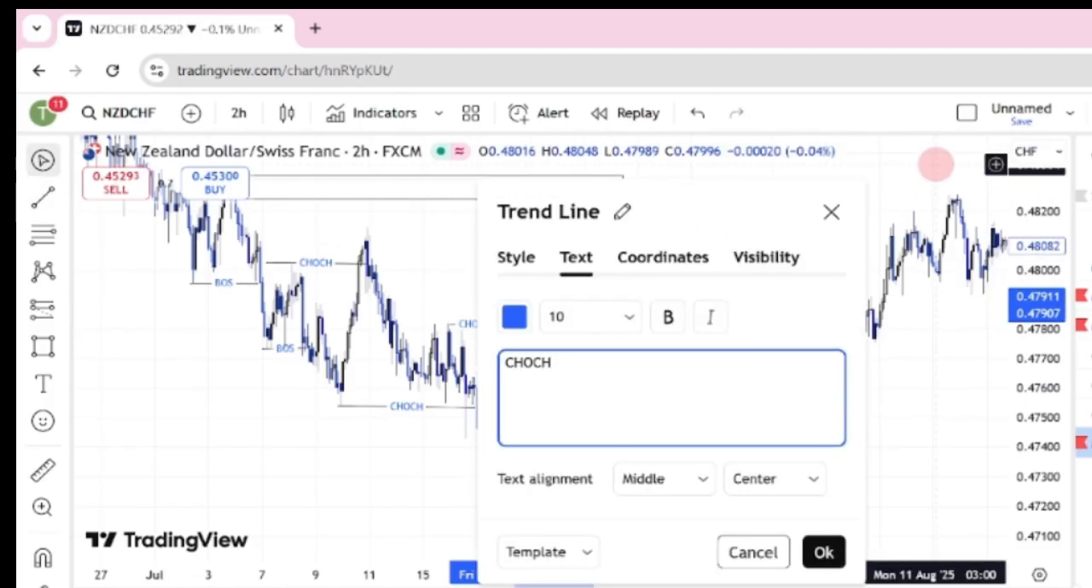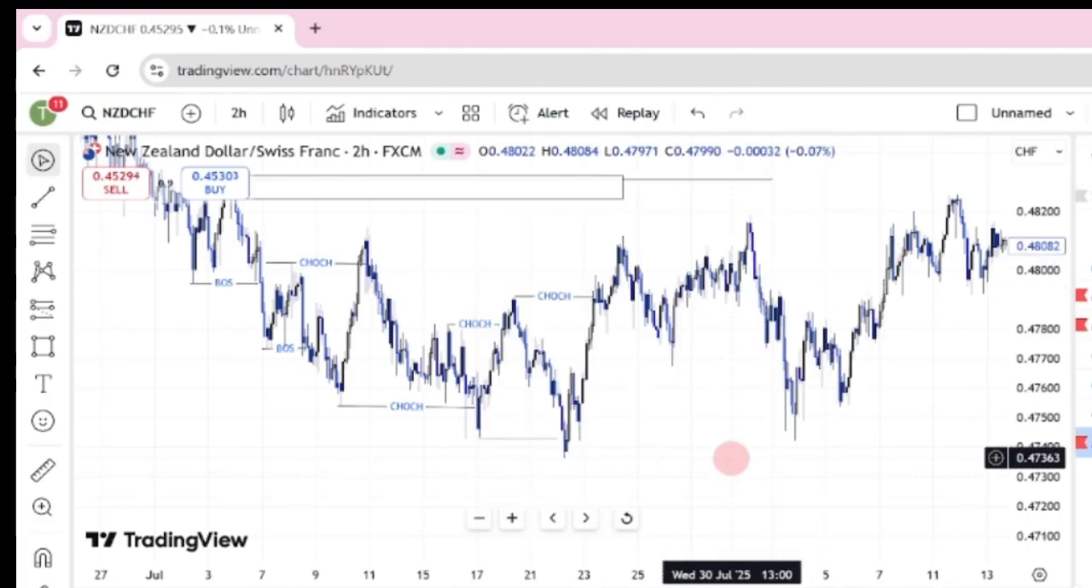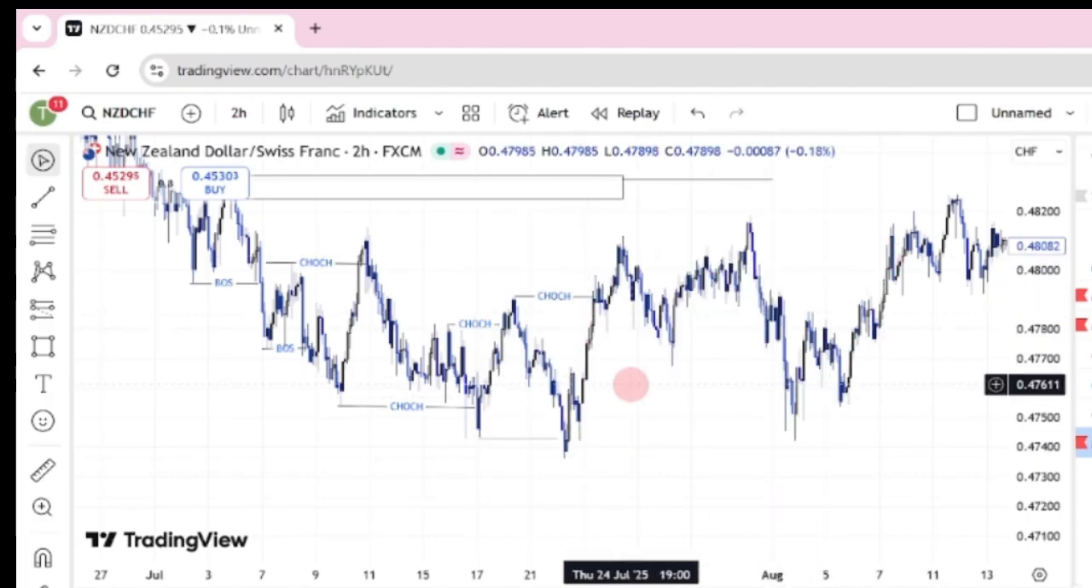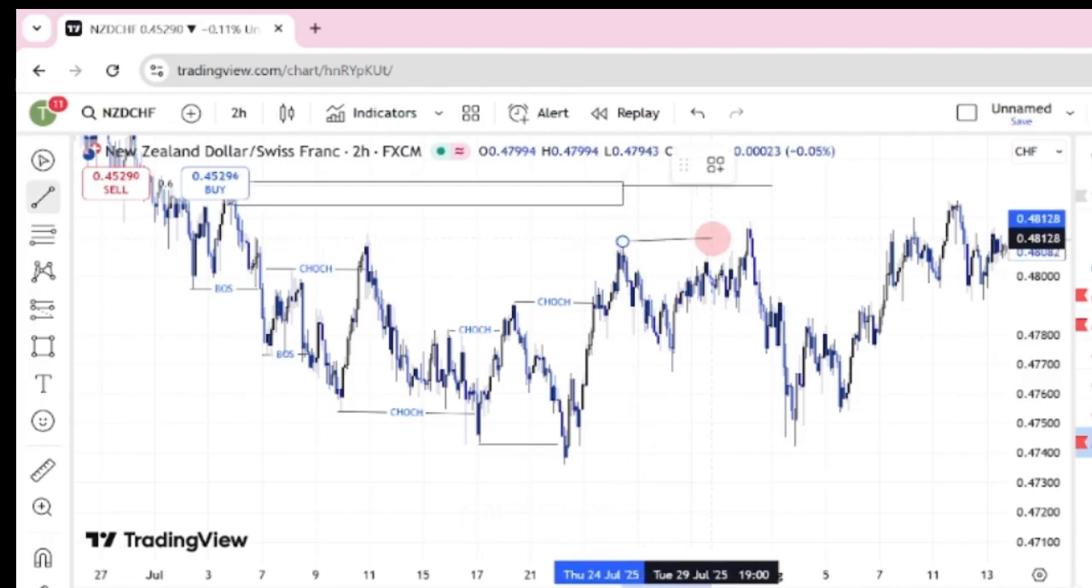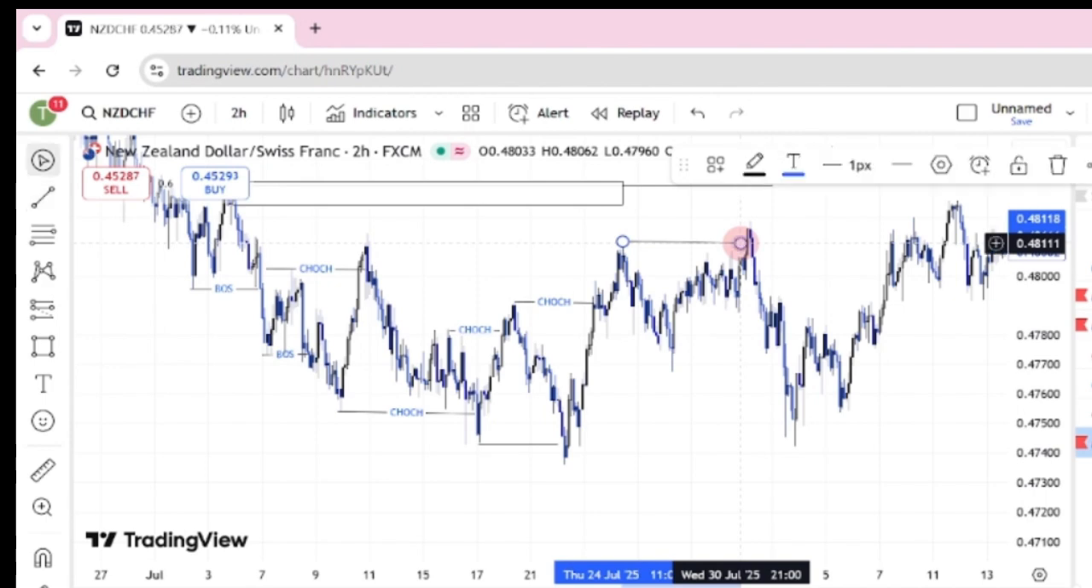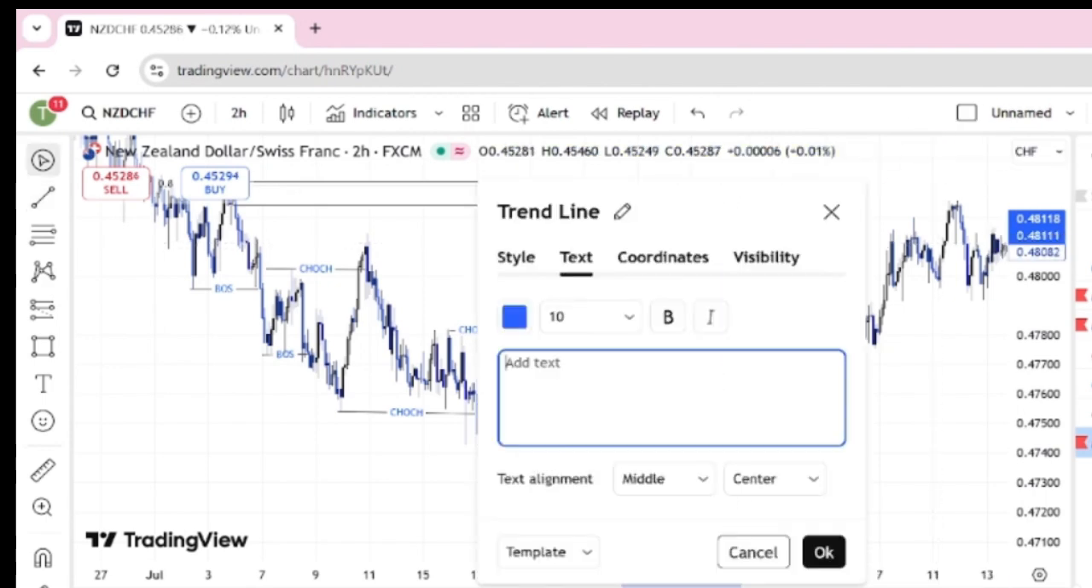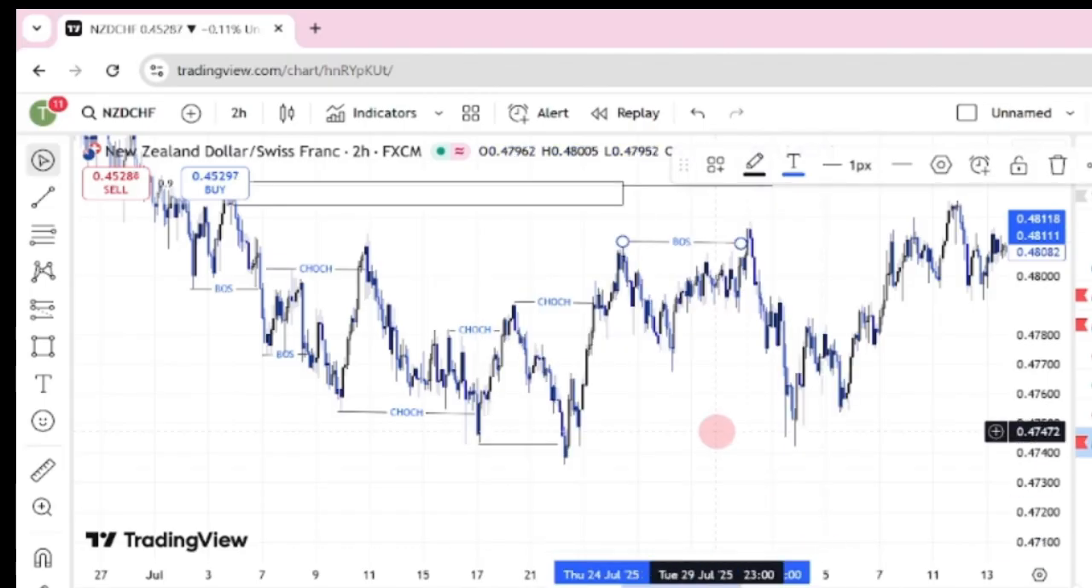You were to follow up properly. After having this change of character, what did you notice? We had a new high at this point, and this high was taken out here, giving us a break of structure. We had a break of structure here. And what did you notice? When we had this push, we had this great momentum to the upside.